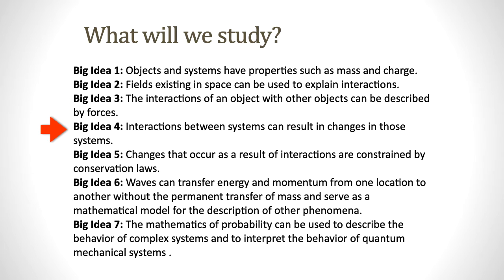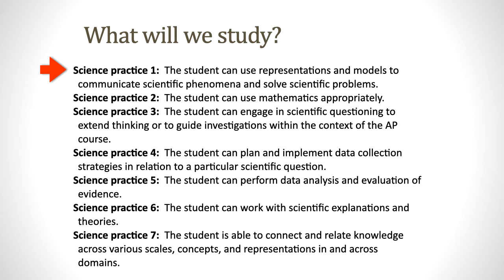Interactions between systems can result in changes in those systems. Changes that occur as a result of interactions are constrained by conservation laws. Remember, conservation of momentum and conservation of energy. Waves can transfer energy and momentum from one location to another. And the big idea for Part 2, the mathematics of probability can be used to describe the behavior of complex systems and to interpret the behavior of quantum mechanical systems. So part of that is thermodynamics, the ideal gas law, and the concept of entropy.